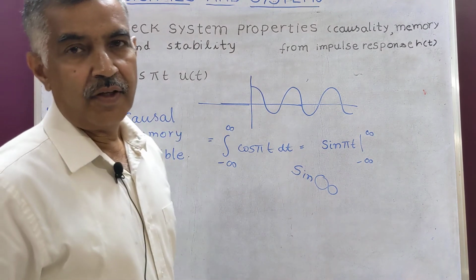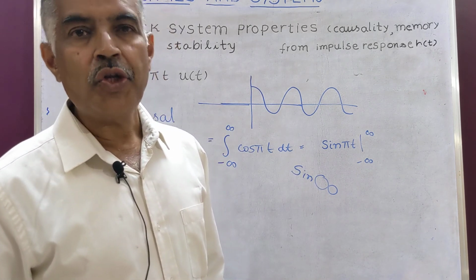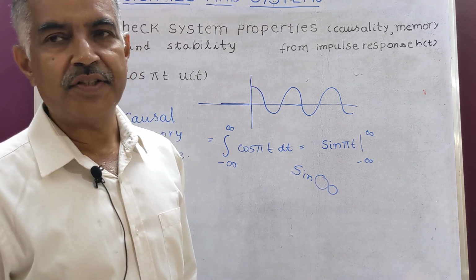With this, we have come to the end of problems on impulse response for continuous time systems. In the next class, I will work out problems on discrete systems.